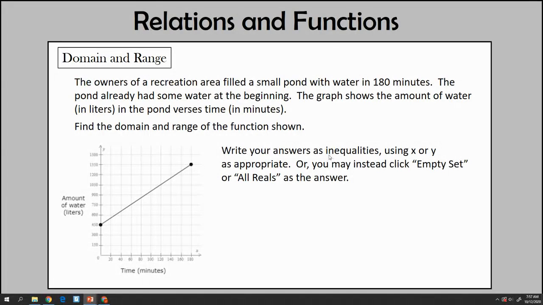Okay, it says write your answers as inequalities using x or y as appropriate. And we can click empty set or all reals. And this is part of the Alex question tonight, if it fits. So let's take a look at this graph for a second, though.